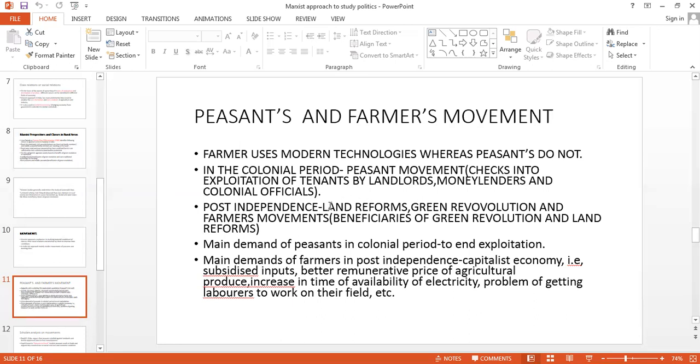Now, during the post-independence period, this is the second type of movement. It was the farmers' movement, in the wake of land reforms, the Green Revolution, etc. During this movement, the main demands of the farmers were subsidized inputs, better remunerative prices for agricultural produce, increased availability of electricity, and the problem of getting laborers to work on their fields, etc. So, that is also to be noted.